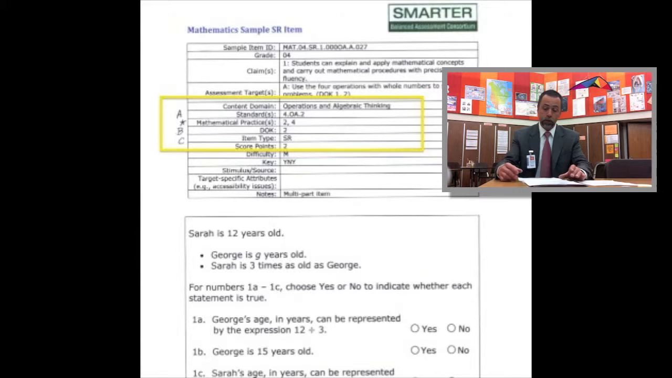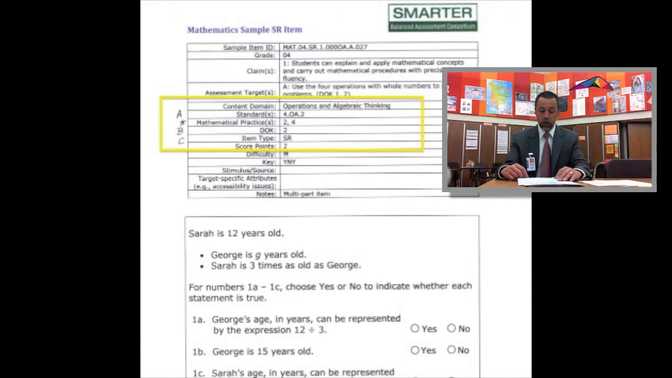On page 1, you'll see a 4th grade sample that is a selected response item. And just like the ELA examples, the standards, the depth of knowledge, and the item type have been marked with the letters A, B, and C. Please notice also when you look at the starred row, that item is also listed to one or more of the mathematical practices, and those are the important ones.